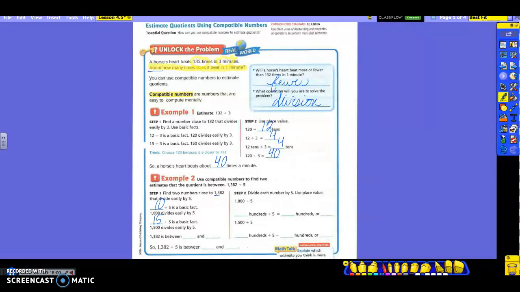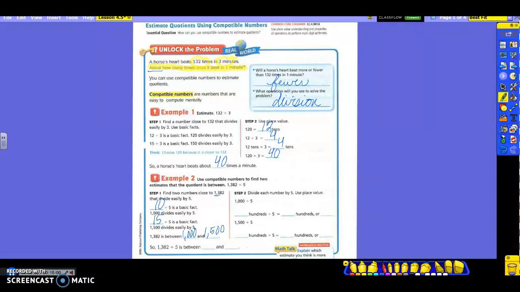Okay? So 1,382 is between what 2 numbers? We're going to use the large numbers. 1,000 and 1,500. Now, it says, so 1,382 divided by 5 is between, let's go over here and do this before we answer it. I don't know why they put it here. Let's go over and do step 2 before we answer that question. Okay? So are you kind of following me here? You're going to have to use your basic facts with 5 because that's what you're dividing by.